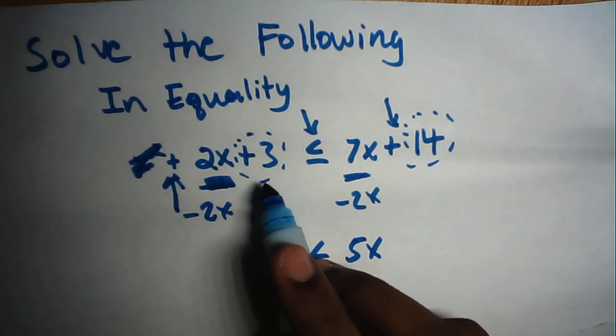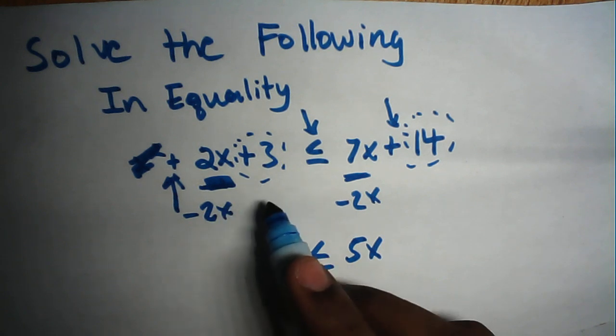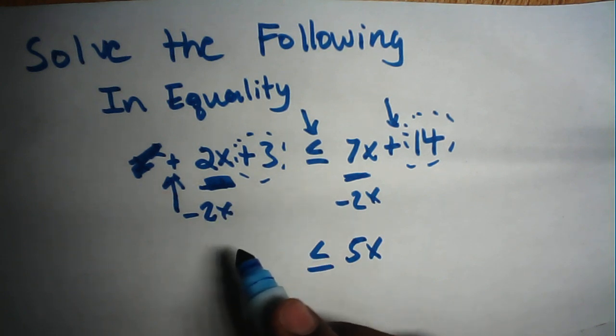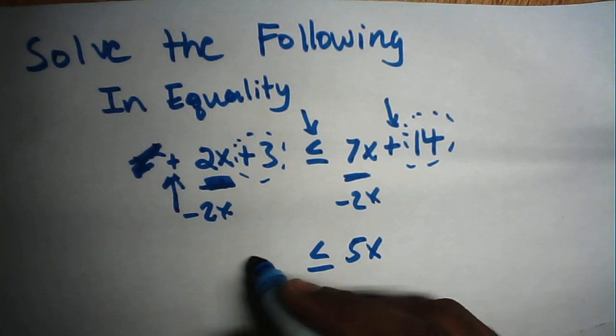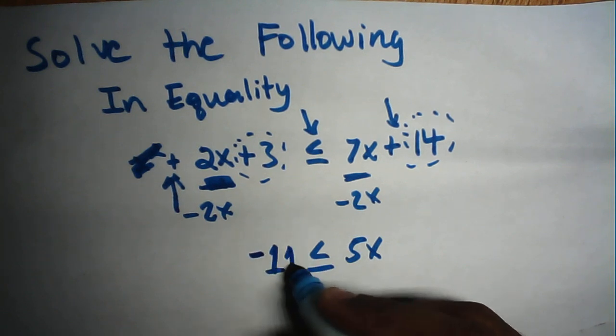So minus 14 from 3, right? And we have to think kind of like if I owed you $14, and I gave you 3 today, how much more do I owe you? And the answer would be minus 11, right? Because I would owe you 11. So now we end up with this.